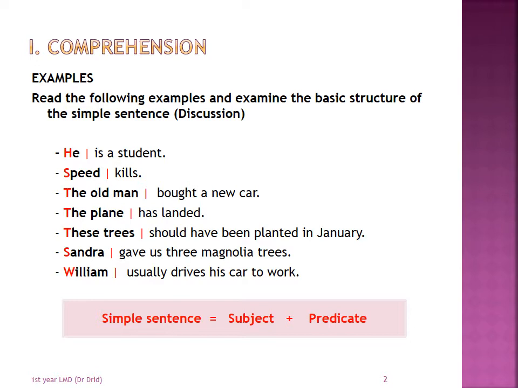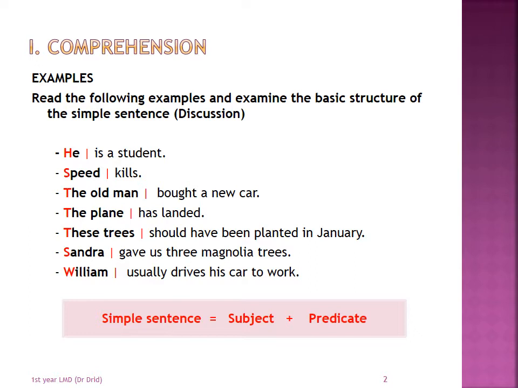For example, he is a student. This group of words, which has a fixed grammatical structure, expresses a complete idea. The same thing is found in the rest of examples. Speed kills. The old man bought a new car. The plane has landed. These trees should have been planted in January. Sandra gave us 3 magnolia trees. William usually drives his car to work. All of them express a complete idea, or we say a complete thought.